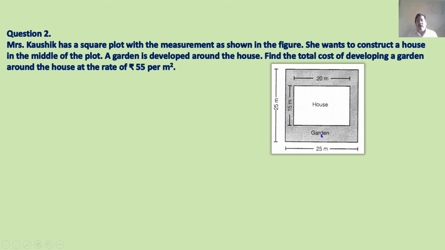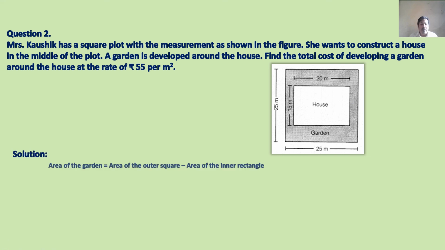Now we are going to find the total area of this garden here. So what we have to do is find the area of the total plot, and then subtract the area of the house from the total area of the plot, and we'll get the remaining area where she developed the garden. Okay, developed the garden. Then let us see next.